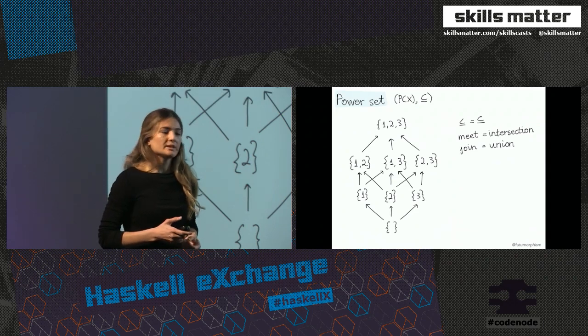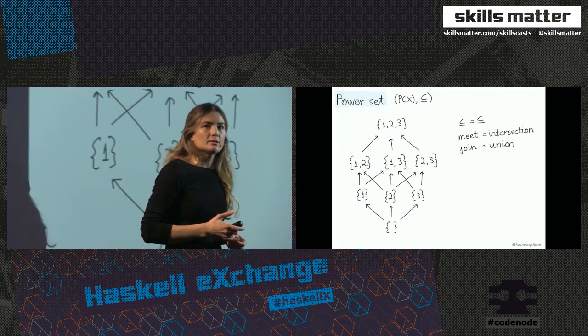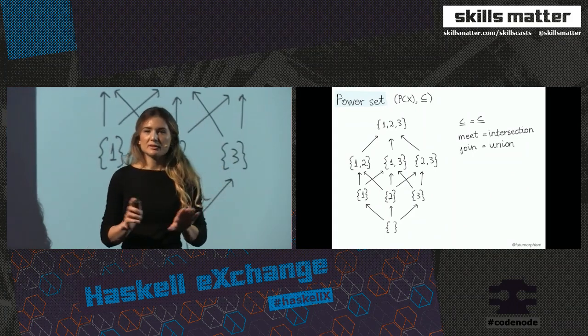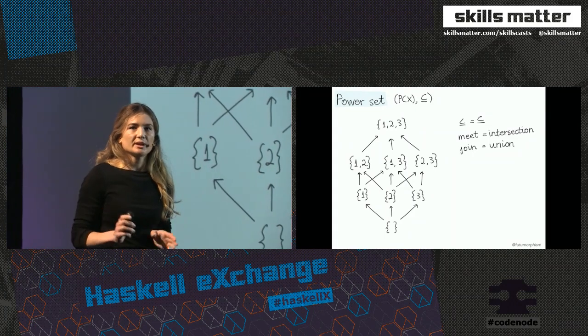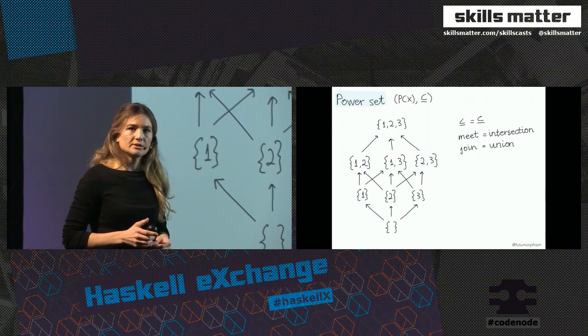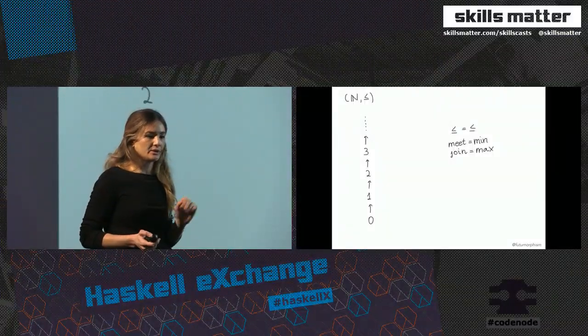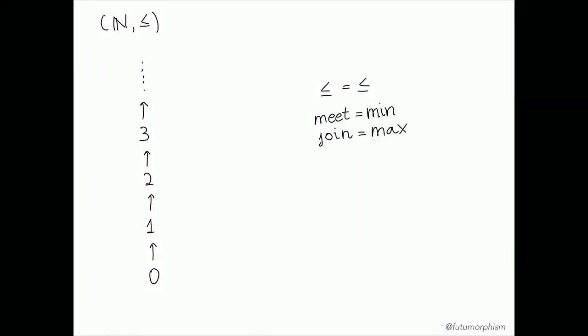Another example is the power set preorder. So a power set is the set of all subsets of a set. So if we write all the subsets out, so here we have the subsets of 1, 2, 3, we can define the less than or equal relation to be the subset relation. And in this preorder, meet is intersection and join is union. And another example we're familiar with is the natural numbers with the usual ordering. And meet is min and join is max.